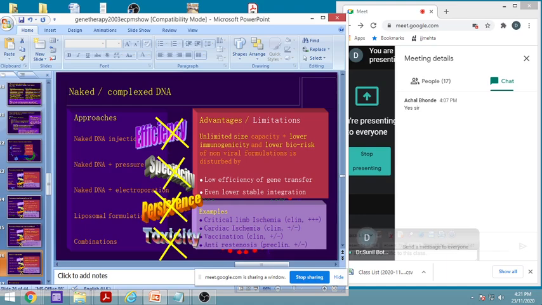Naked DNA directly injected to the site is a direct injection. Naked DNA plus pressure jets are pressured at a certain place. And naked DNA with electroporation means application of charged lipid formulations. The advantages of these are that they can carry unlimited size, and they have comparatively lower immunogenicity than viral ones.